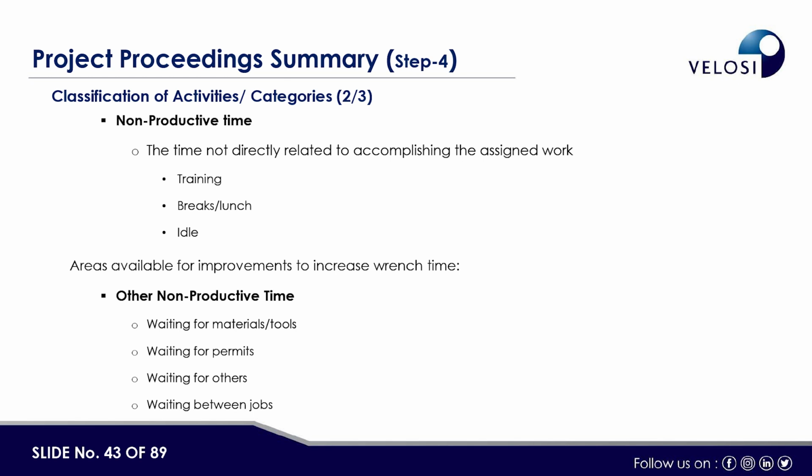Areas available for improvement to increase wrench time, for example, waiting time for material and tools, waiting for permits, waiting for others, waiting between jobs, as I explained earlier in the beginning. So the crew is waiting for material from the warehouse, work permits from the operation and assigned by the HSE, then waiting for, let's say, scaffolding, removal of insulation, or any support you need from the other department. Then waiting time between jobs, like coordination between electrical, instrumentation and mechanical. So that is also a factor.